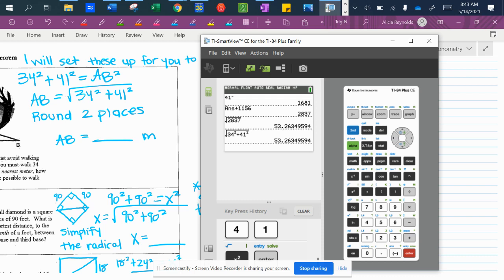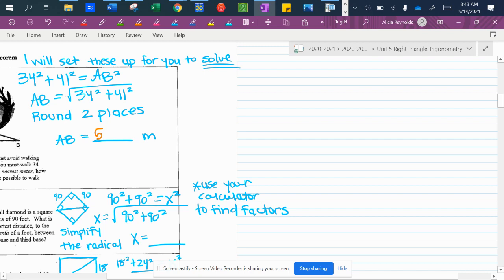So AB, if we're rounding 2 places, 53.26. Yes?